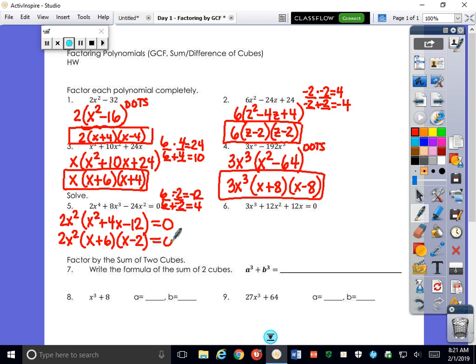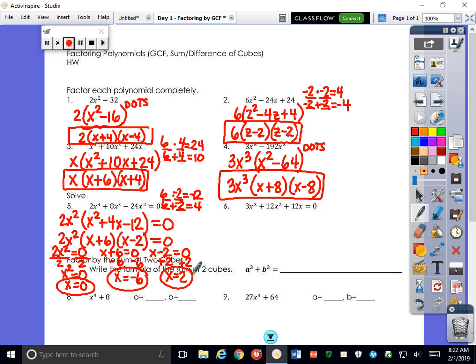Now, because this is equal to 0, we have to set each one of these, including the 2x squared, equal to 0. And we have to find what the solution would be, because we have to go one step further. So when I divide by 2 here, and I take the square root, I have that x is equal to 0. When I subtract 6, I have that x is equal to negative 6. And when I add 2, I have that x is equal to 2. So you have 3 answers for that one. You have 0, negative 6, and positive 2.